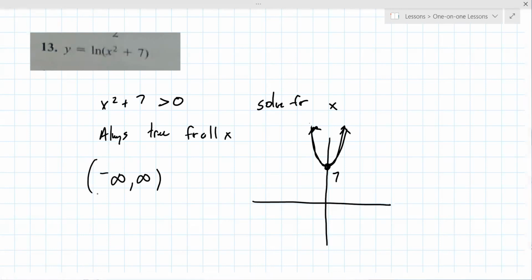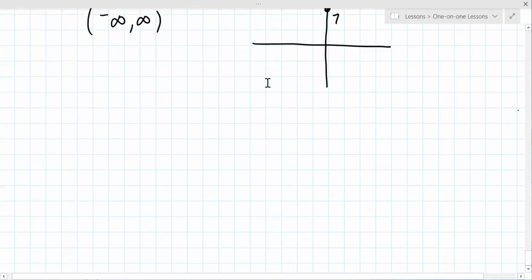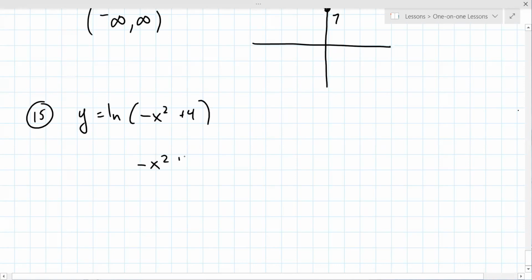All right. Number 15. Okay. This one, boy, I don't like the way they've presented it. Sorry. A lot of explanation on this one, unfortunately. So y equals the natural log of minus x squared plus 4. I said this previously: set the inside part greater than 0. You still with me, Jack? Yeah, I'm still here.